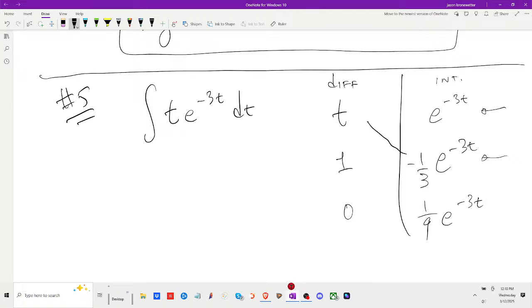All right, and then we line it up diagonally and remember our plus minus. So our answer is negative t over 3 e to the negative 3t minus 1/9 e to the negative 3t. And you can factor out the e to the negative 3t if you want.